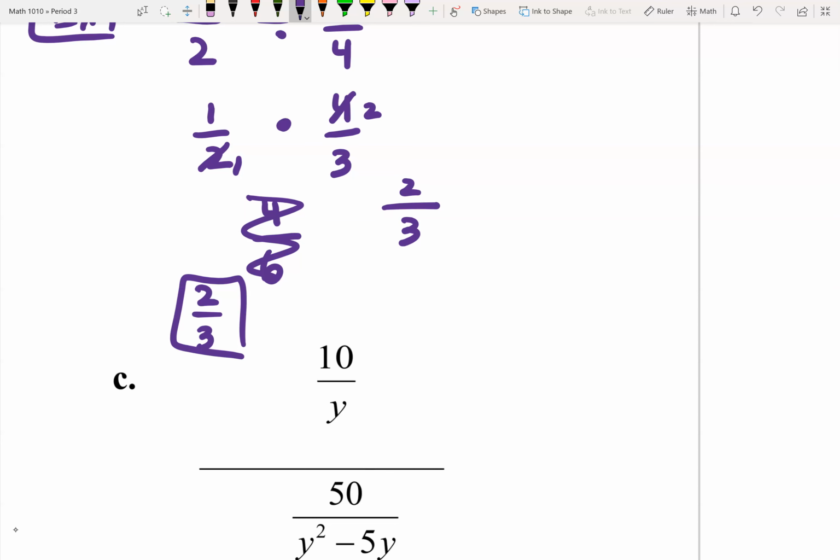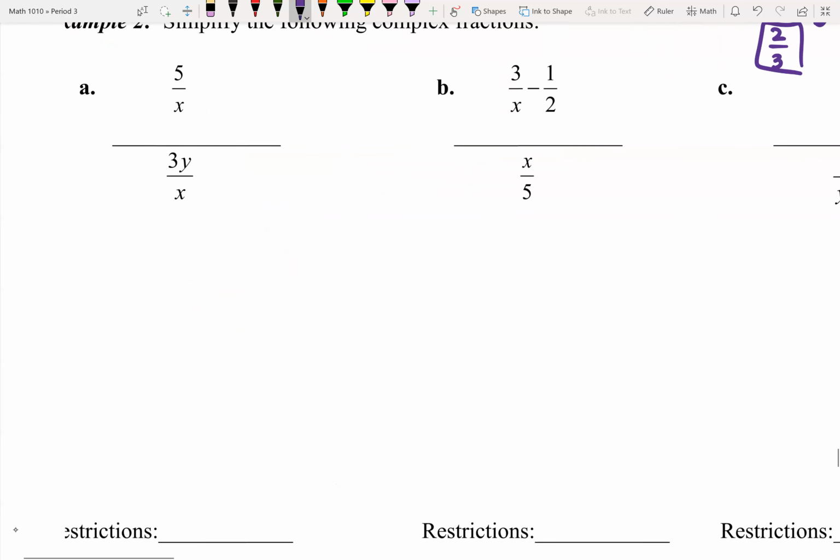Who says I understand that? Raise your hand, let me see. Okay, let's go ahead and do this.